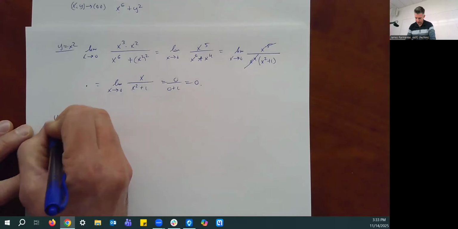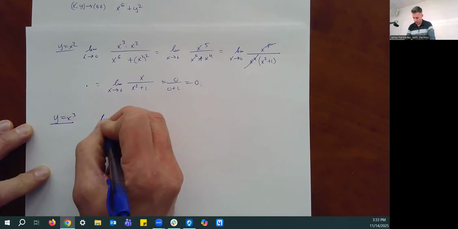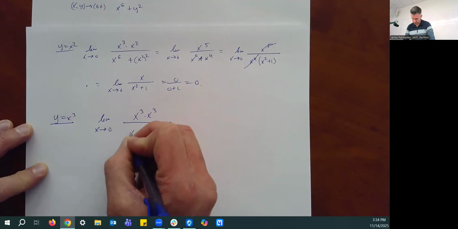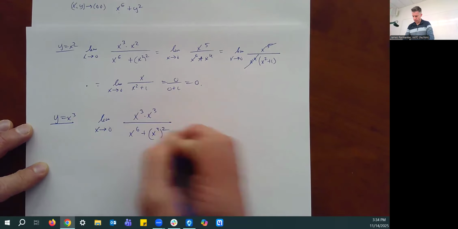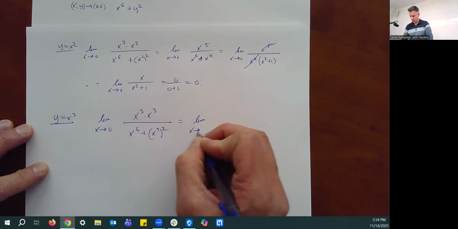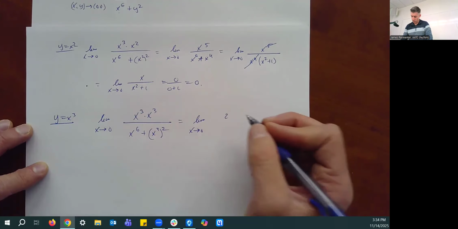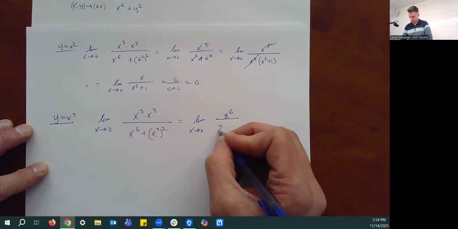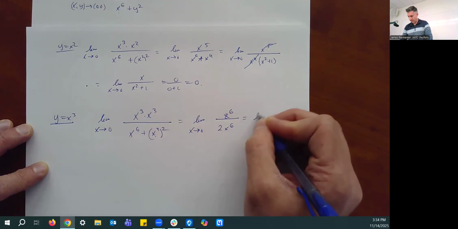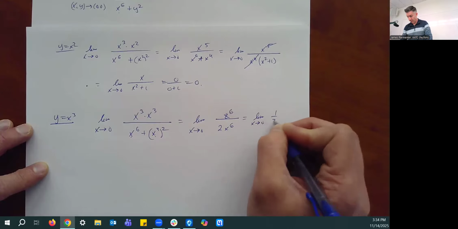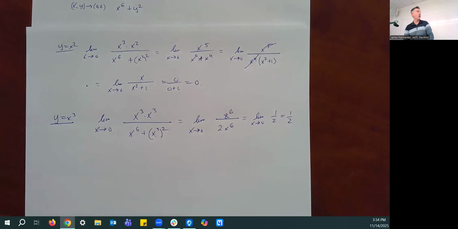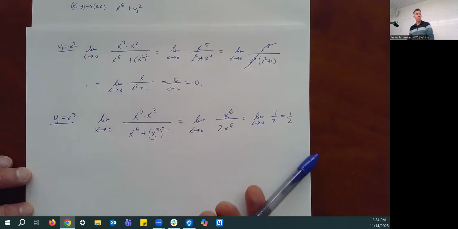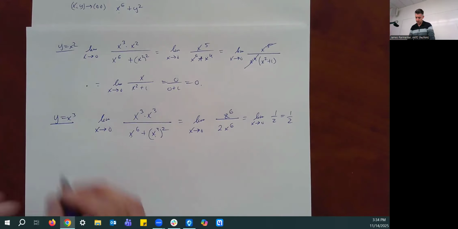So if we pick y equal to x cubed here, we get the limit as x approaches 0 of x cubed times x cubed over x to the sixth plus x cubed squared. That ends up being the limit as x approaches 0 of x to the sixth over x to the sixth plus x to the sixth, which is 2x to the sixth. Then we can divide, so that's the limit as x goes to 0 of 1/2, which is 1/2, which is not 0. So now that we have multiple paths giving 0 and one of them giving not 0, the overall limit does not exist.